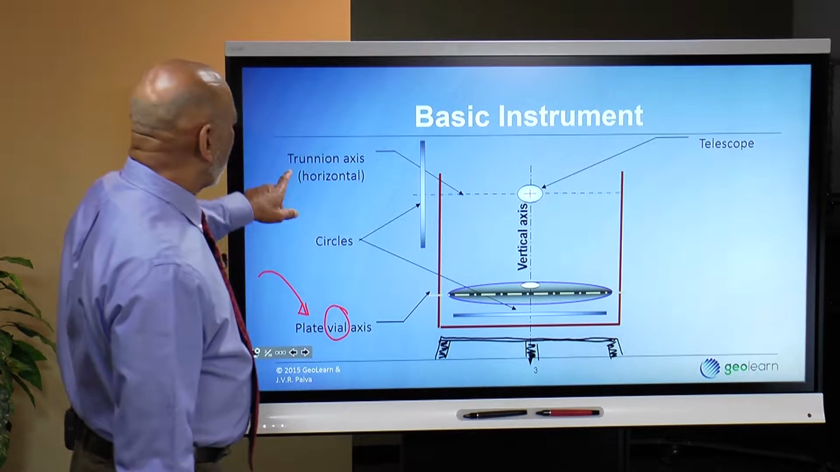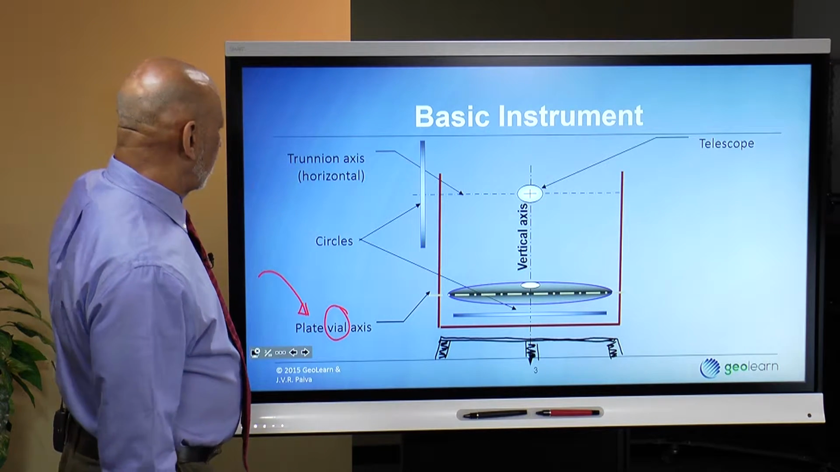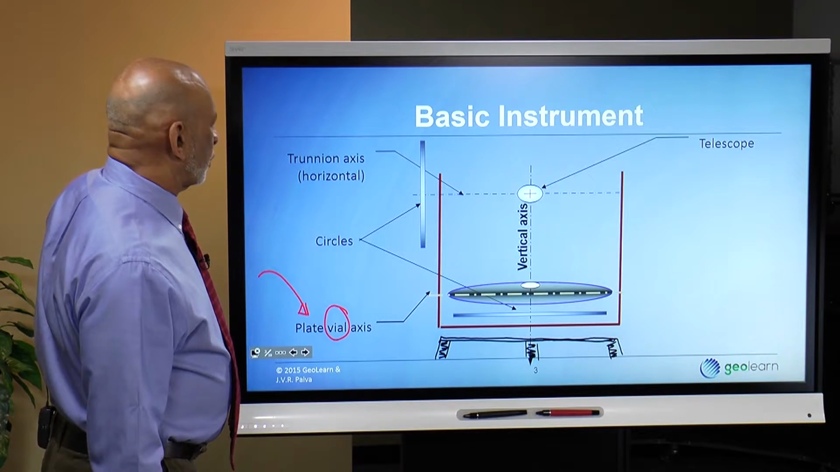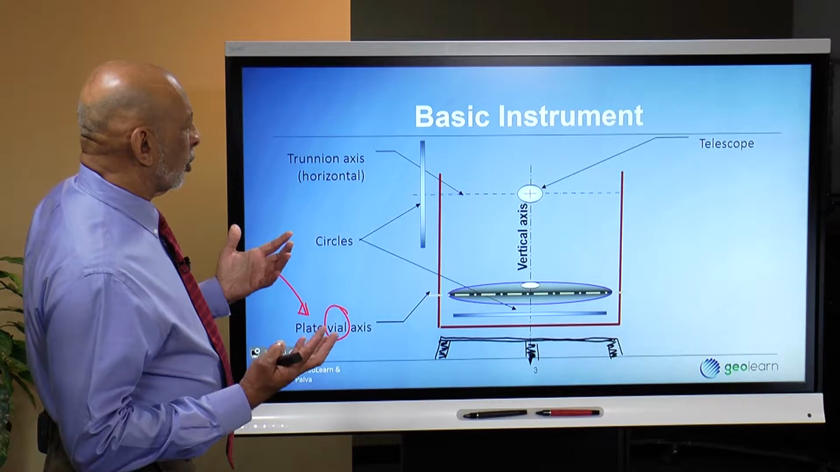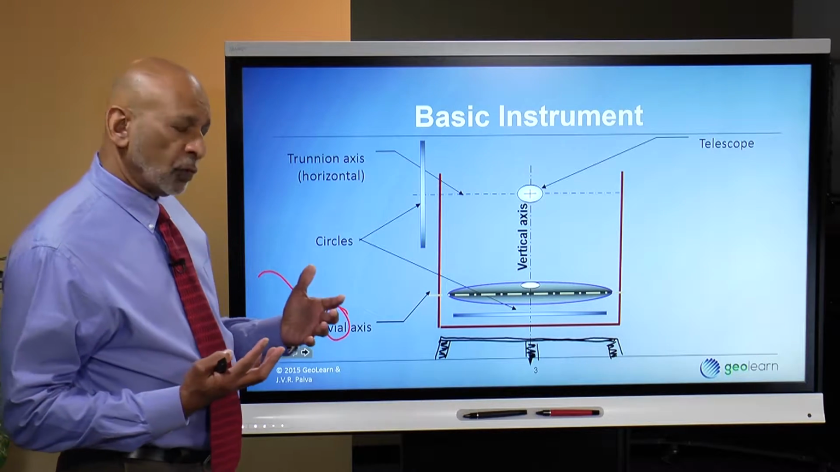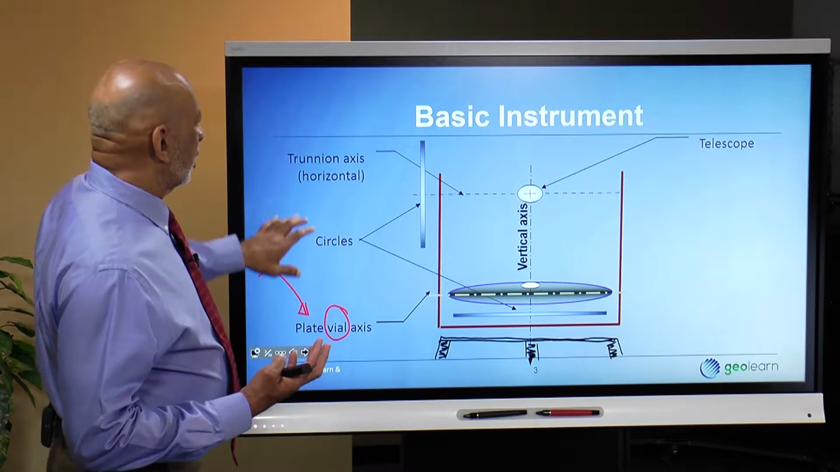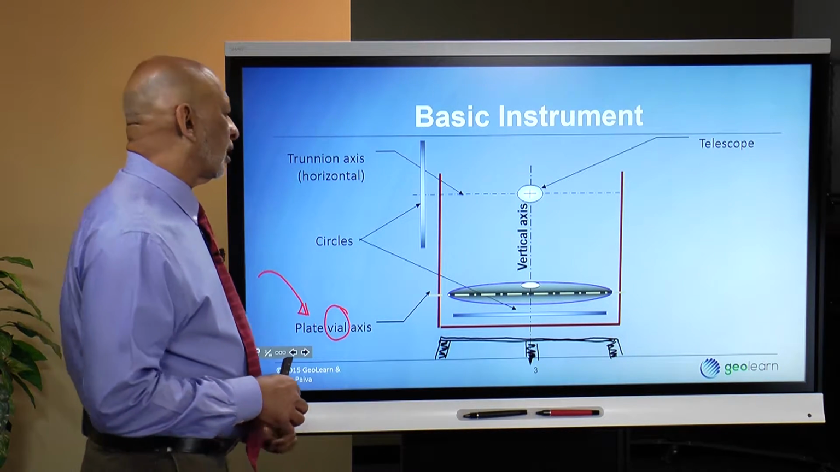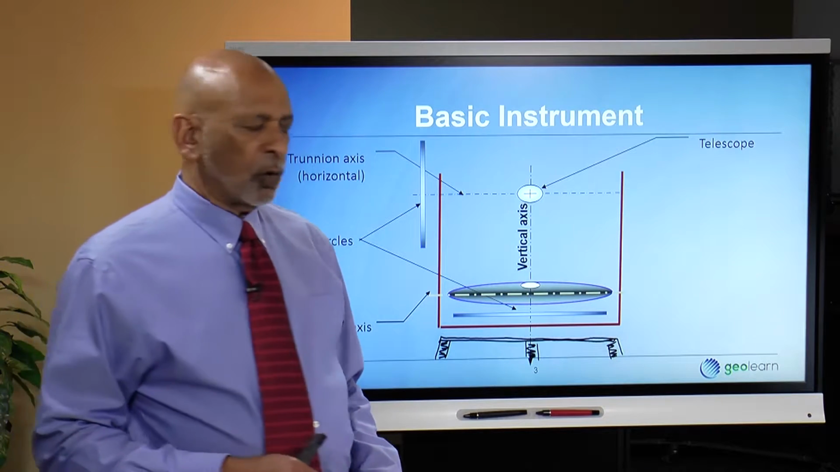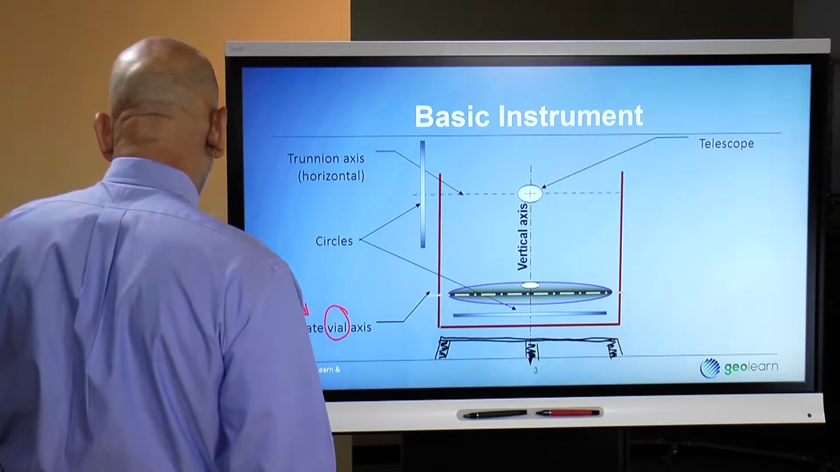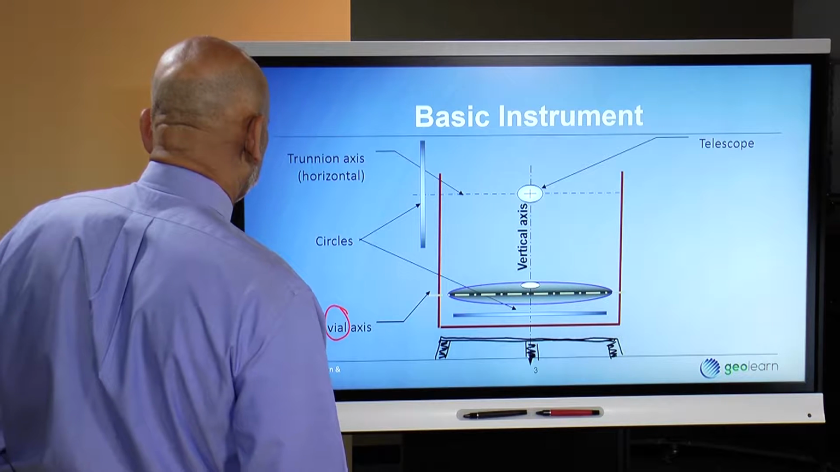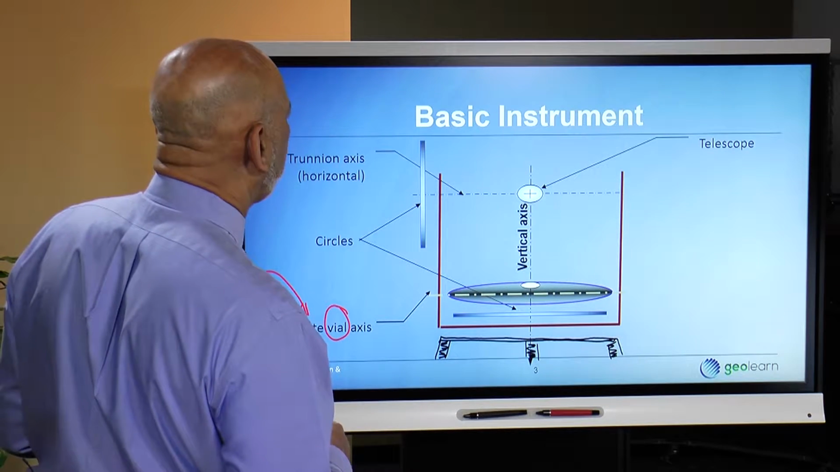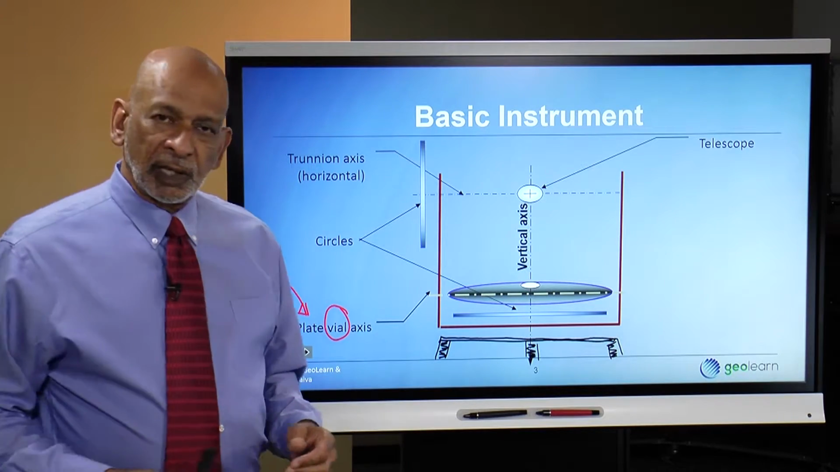So you notice I've called this the trunnion axis. Trunnion axis is very common around the world. It's actually known by people like your instrument technicians who work on your instrumentation. Not as common among American surveyors. You often refer to it as the horizontal axis or the telescope axis. And so that's the basic arrangement of the component parts in all these measuring instruments.